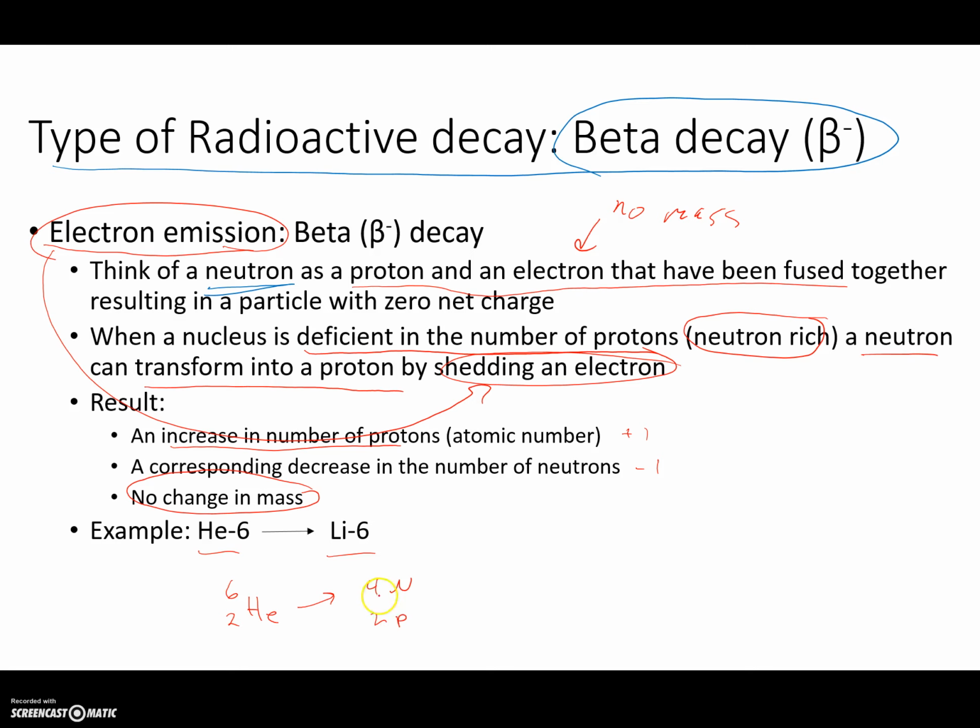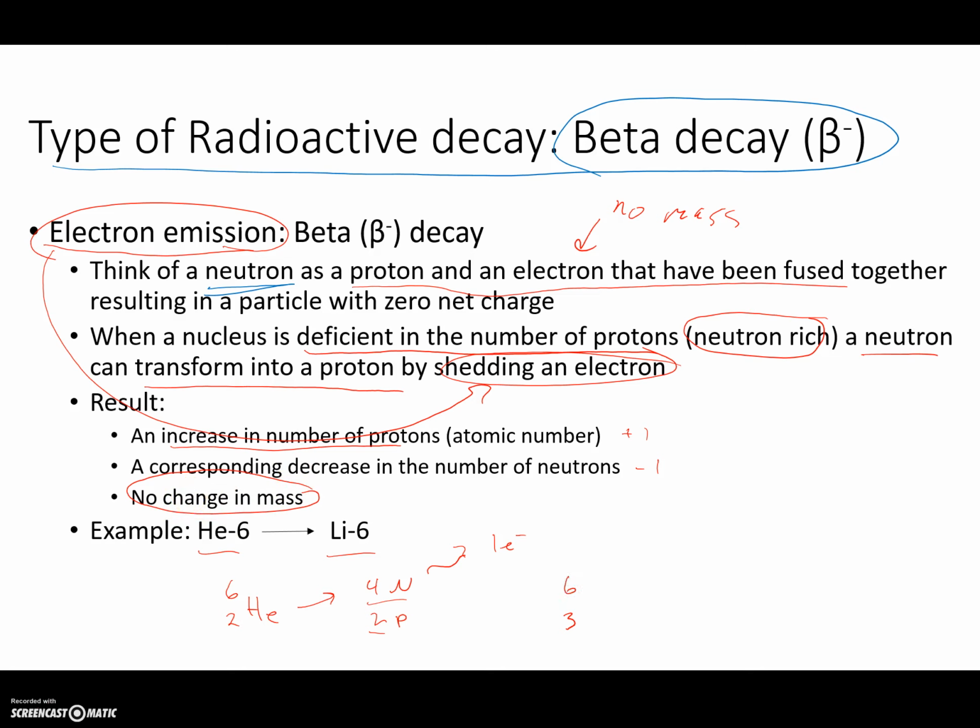All right. So we have too many neutrons, so we're going to undergo this electron emission. One of these neutrons is going to become a proton by shedding one electron, right? In this case, we're going to increase the number of protons, so that means that 2 is going to become a 3. My mass is going to stay constant, so that remains 6.